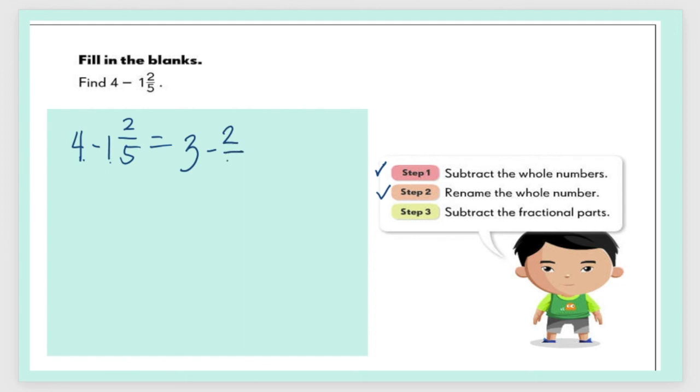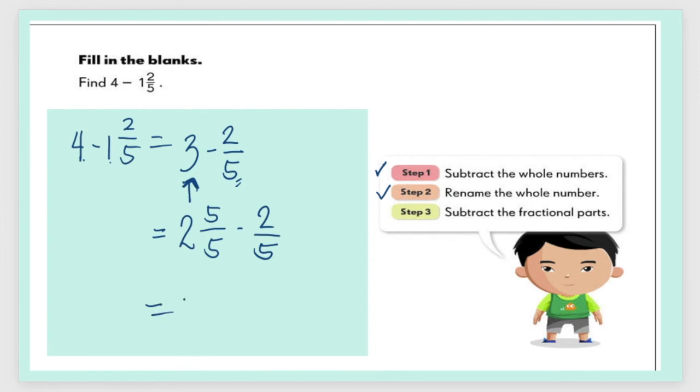So I'll copy first 2 fifths here. So let's rename 3. How do we rename 3? We can rename it as 2 and 5 over 5. 5 over 5 is equal to 1. 1 plus 2 is equal to 3. So they have the same value. Why did I choose 5 over 5? We need to match it with the second fraction here. So now it's easier for us to subtract 2 fifths from our whole number or our mixed number.